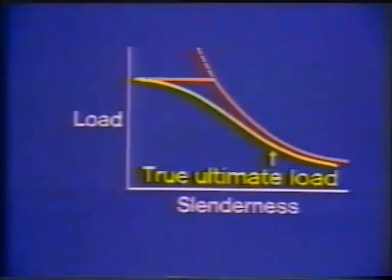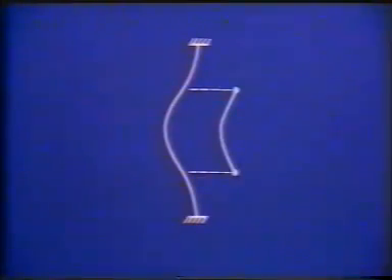The effective column length is used with the design curve to calculate ultimate capacity. The column section will behave exactly as if it were a simply supported section with a length equal to the effective length.